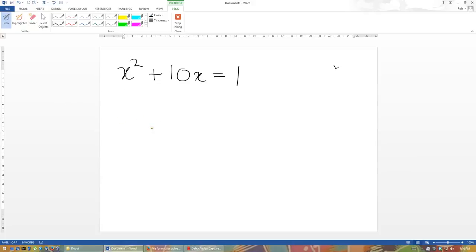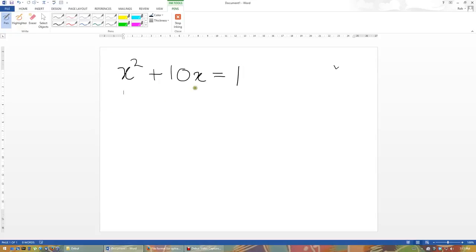In this video we're going to look at how to solve a quadratic using the completing the square method. In order to do that, what we need to do is get a perfect square on the left hand side of the equals and a constant number on the right hand side. So at the moment we don't have a perfect square.